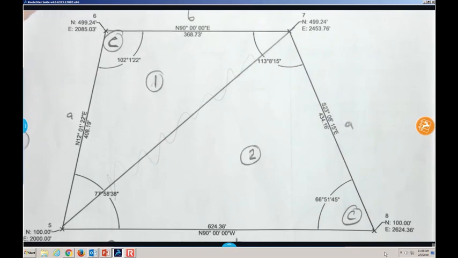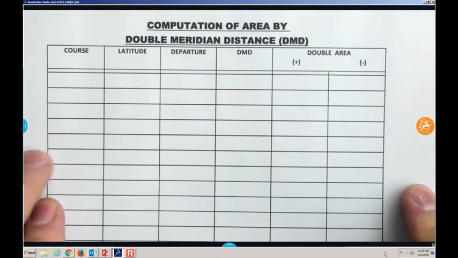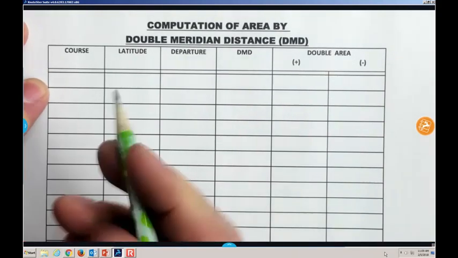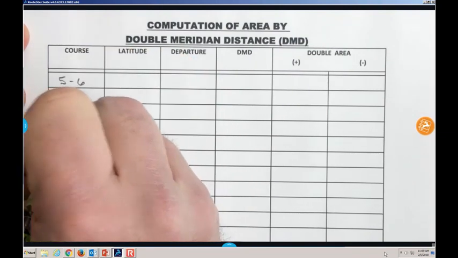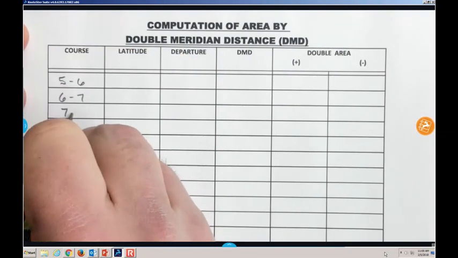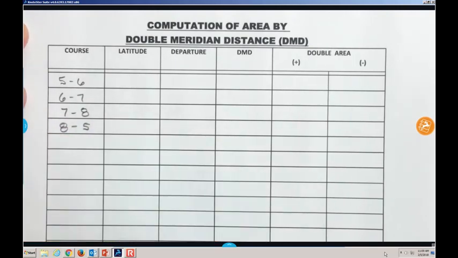Okay, so keep this mental picture in your mind. We're going to move on to do the area here. All right. So I want to label my courses first. I'm going to go from 5 to 6, 6 to 7, 7 to 8, and 8 back to 5. We have a 4-sided figure, so we should have 4 courses listed.